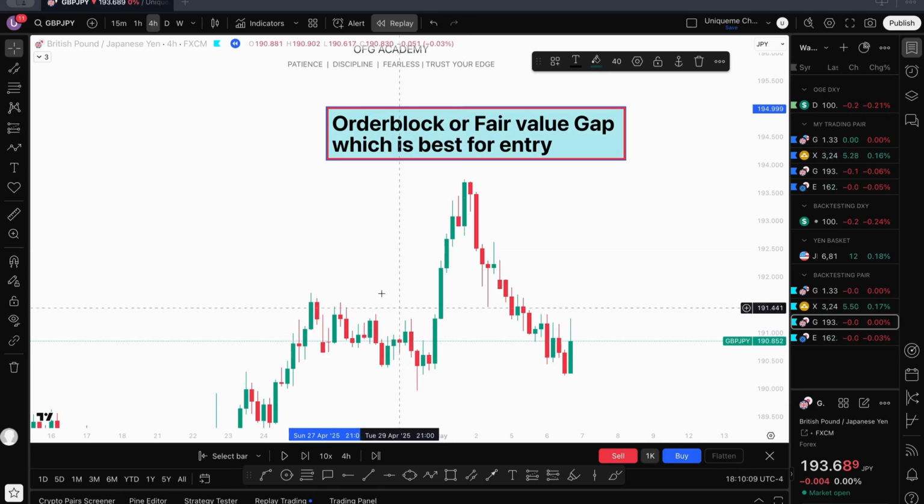So today's topic is order block or fair value gap, which is the best for entry. Now we're going to focus on just three things. Firstly, we're going to focus on structure, external reference point, and liquidity. I would say that is the whole movement of the market. You should focus on those three things: your structure, your external reference point, and your liquidity.